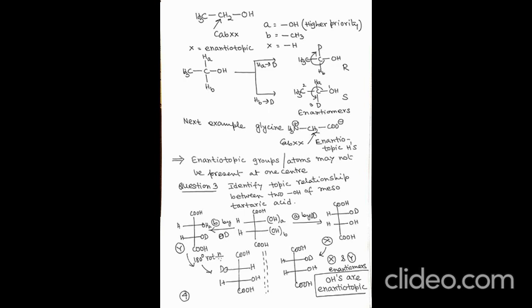Now if we replace these two OHs one after another by OD, then whatever we get after replacement are labeled as X and Y. Now X and Y are mirror images, so X and Y are enantiomers. So if X and Y are enantiomers, the two OHs present in mesotartaric acid are enantiotopic.